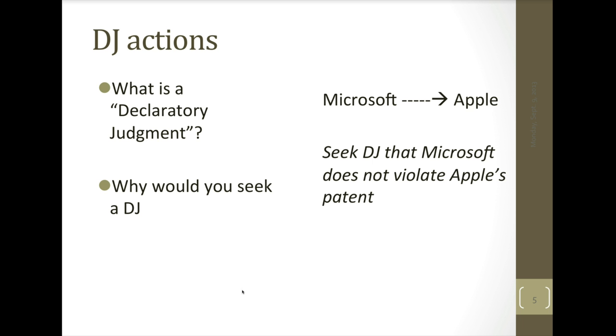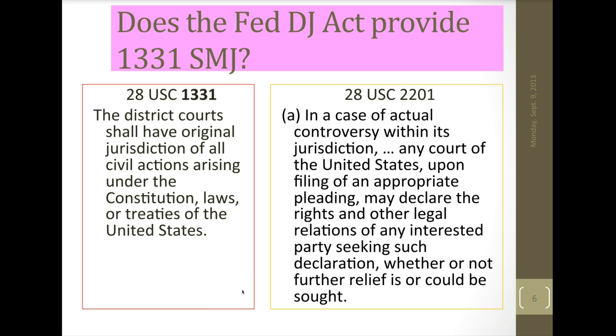So now that you understand what a declaratory judgment is, let's look at how this relates to SMJ. So the first question is, if there is a federal declaratory judgment act that provides you the right to seek a declaratory judgment, does that mean you have federal SMJ? So if you look at the left, that's the language that gives 1331 SMJ, and the right is the language providing that federal courts can hear declaratory, not just hear, but give declaratory judgments. So what words would give you SMJ? You should see them in the left, but not on the right. In other words, the words that you should see are in red.